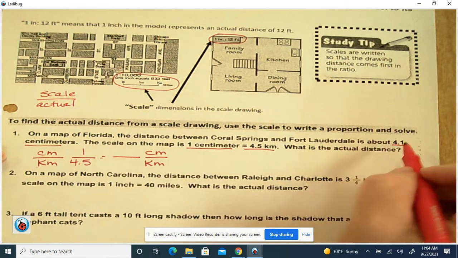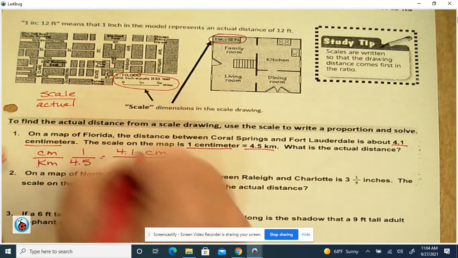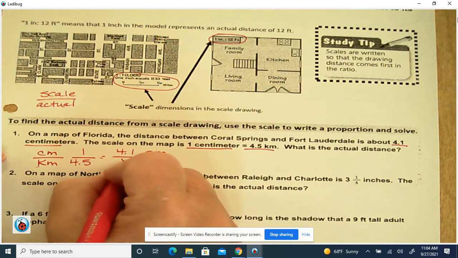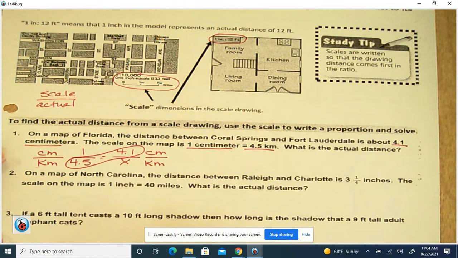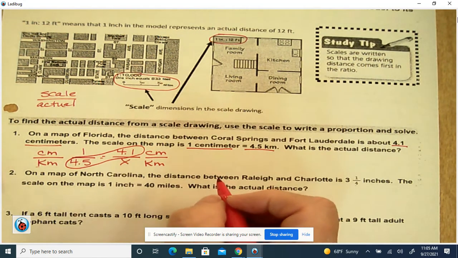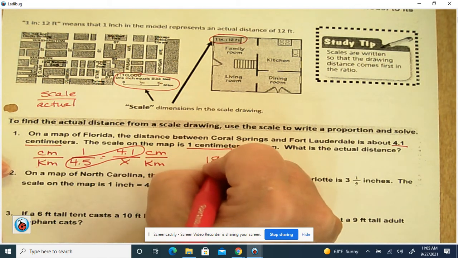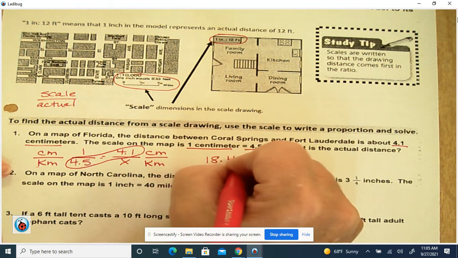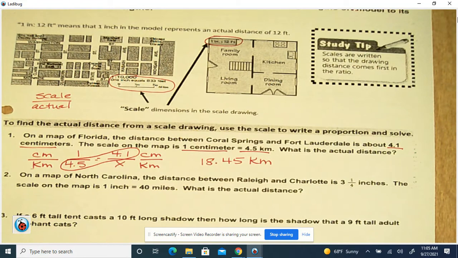And it also told us that the distance between Coral Springs and Fort Lauderdale is 4.1 centimeters. So we're going to put it on the same line as centimeters, and the one we don't know is going to be x. And then we'll still circle those as usual, and we'll multiply those. So the distance between Coral Springs and Fort Lauderdale is 18.45 kilometers. All right, our next question.